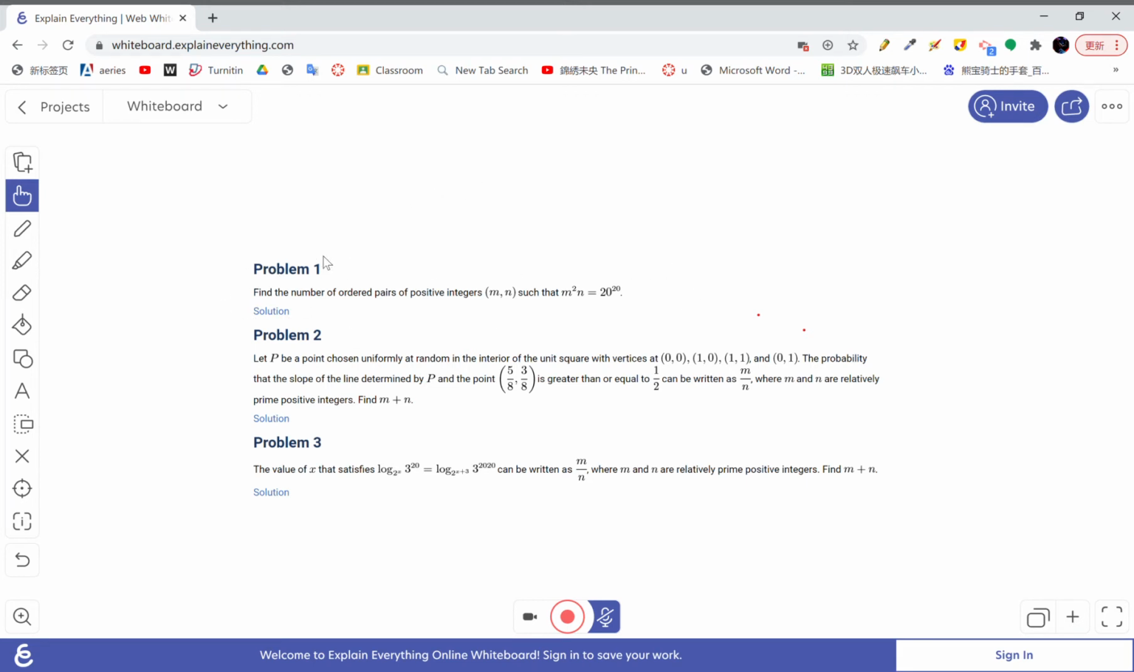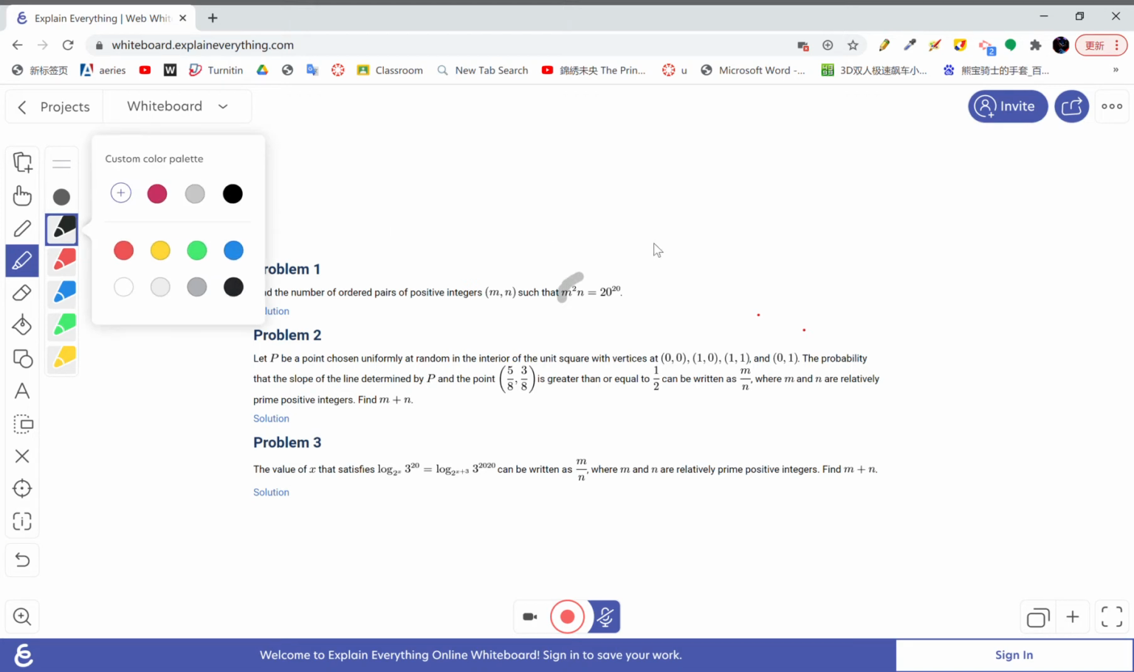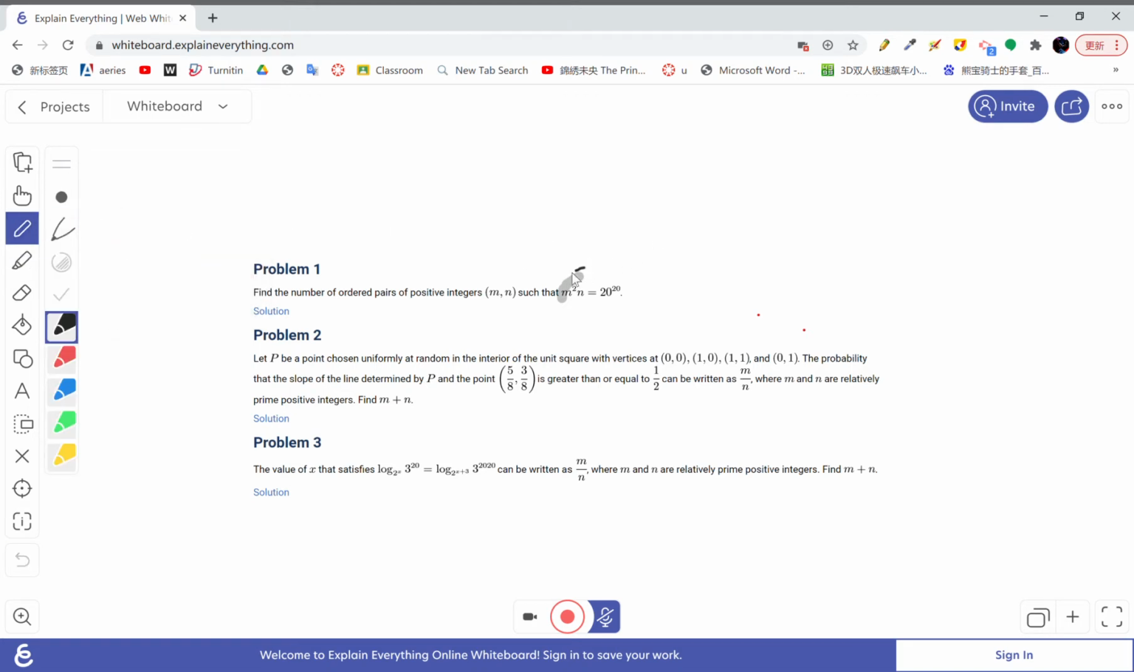Let's start. First problem is asking, find the number of positive integers that satisfy m squared n equal to 2020. It's equal to 20 to the 20th power, right? So first I want to prime factorize this thing. We can know that 20 to the 20 is basically equal to 2 to the 40 times 5 to the 20.